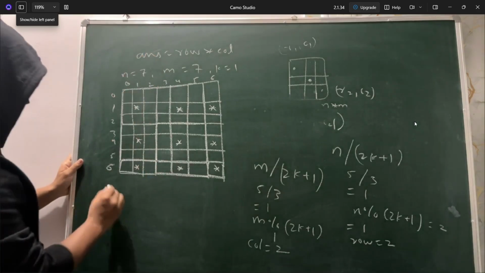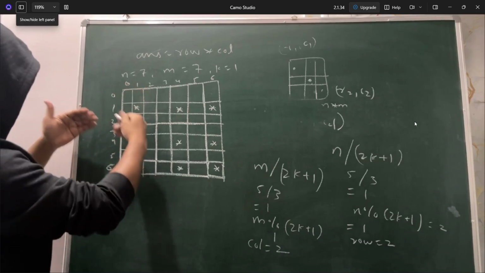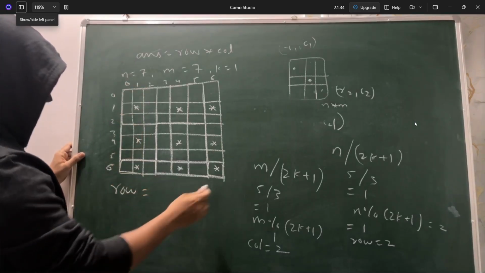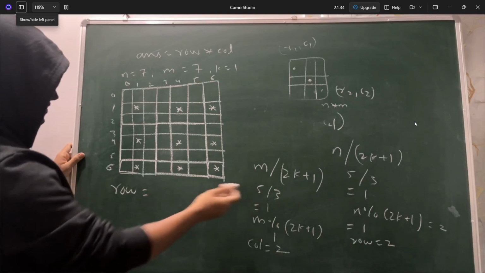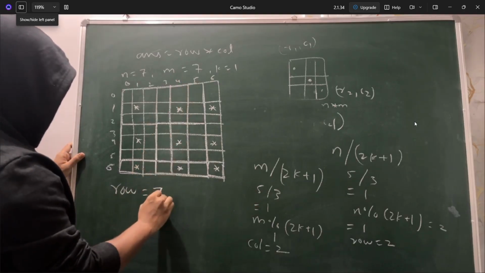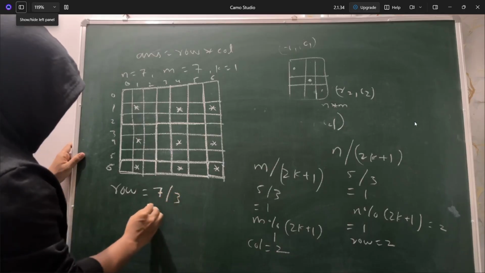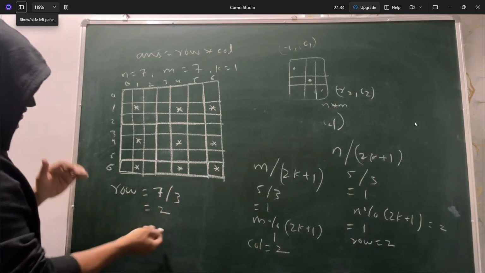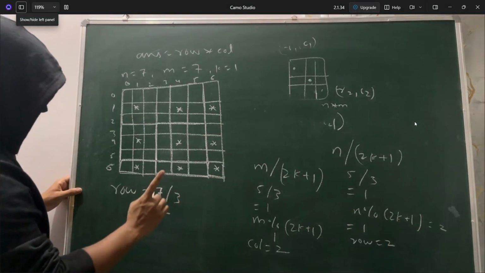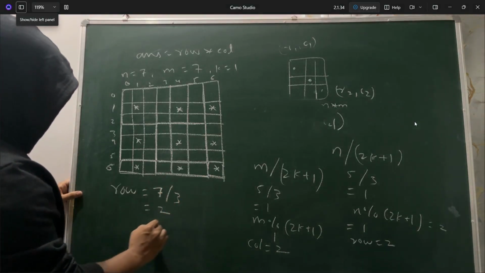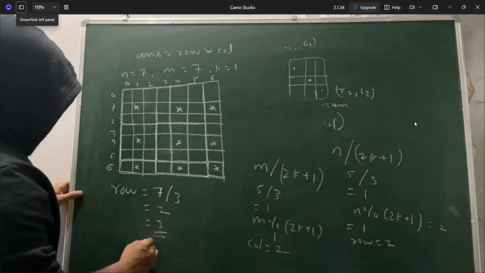Now if you try to find how many sensors you will be placing in the row, that is given by n divided by 2k plus 1. What is n? n is 7. What is 2k plus 1? Which is 3. So you get 2. But when you do modulo, 7 modulo 3 is 1, so one more, and basically 3 is the answer.